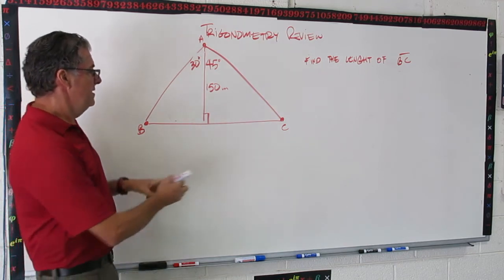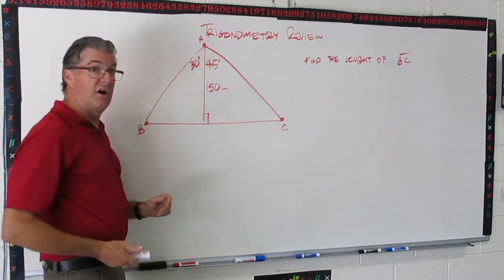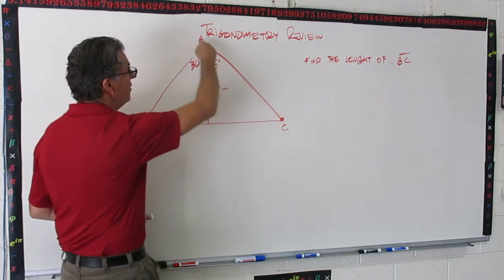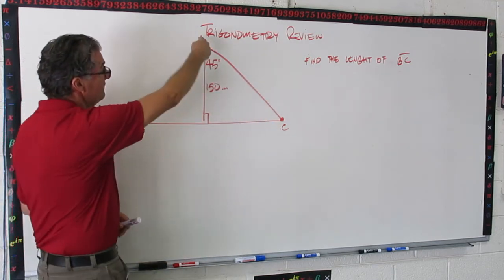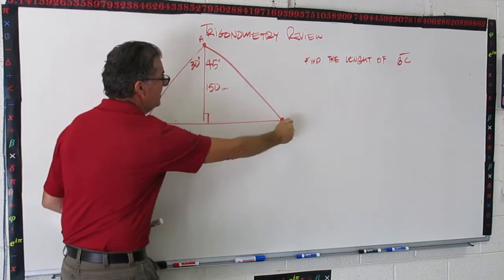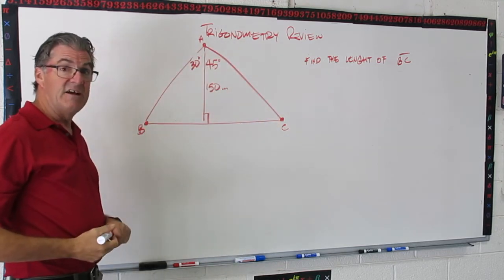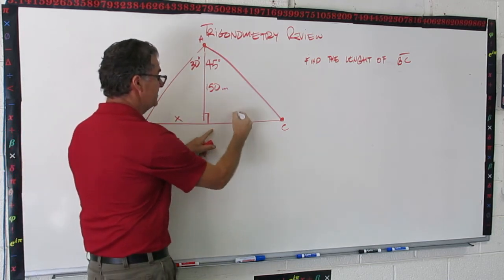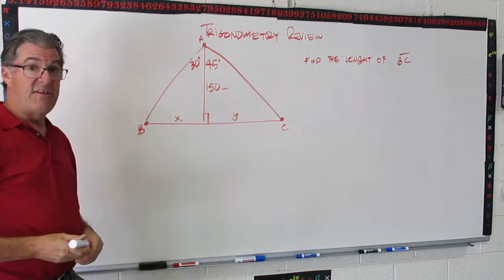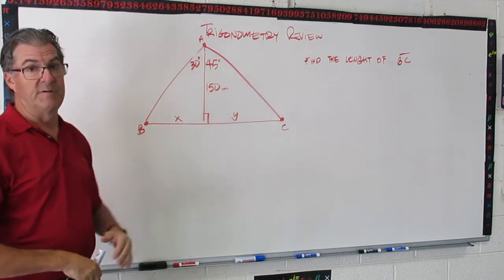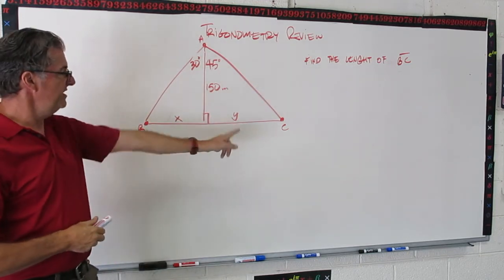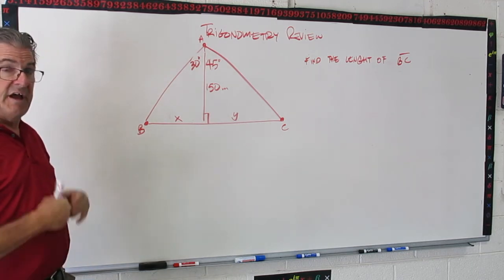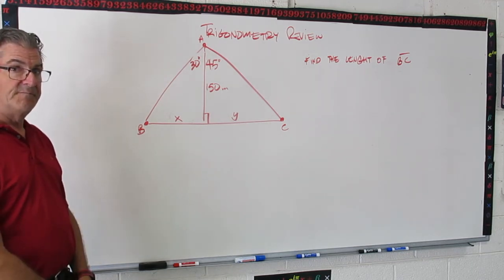First off, I can't find BC directly. I don't have a right angle in this overall triangle. But I do have two smaller triangles inside that both have 90-degree angles. So if I can find this distance, which I'll call x, and this distance, which I'll call y, then I can add them together to get what they want from us, which is the whole length of BC. So if that stumped you in the beginning, pause the video and see if you can solve this problem.